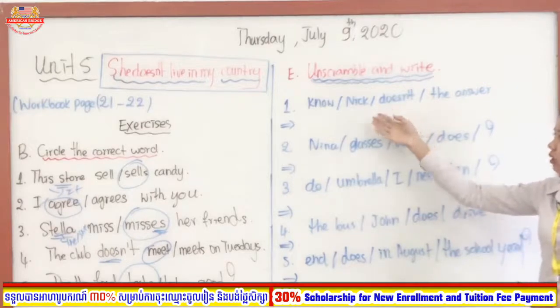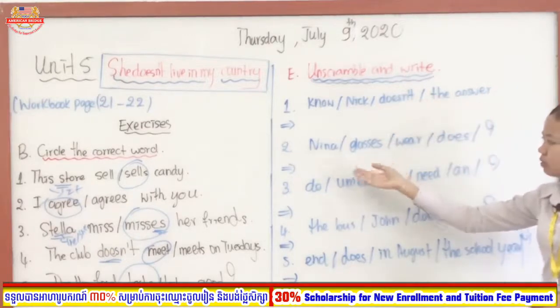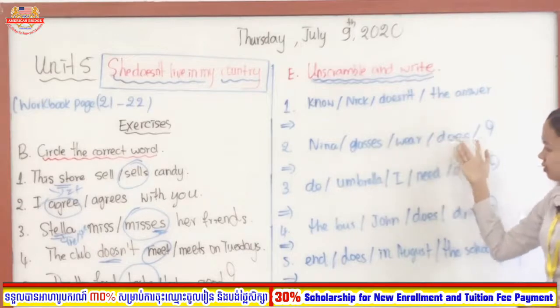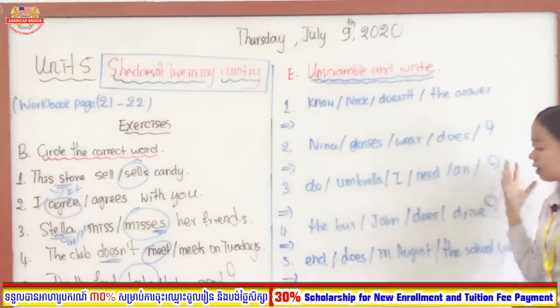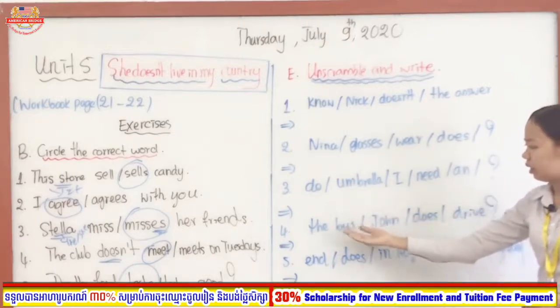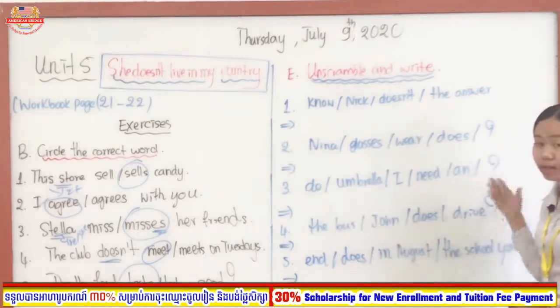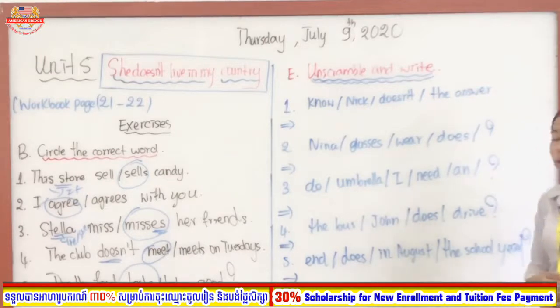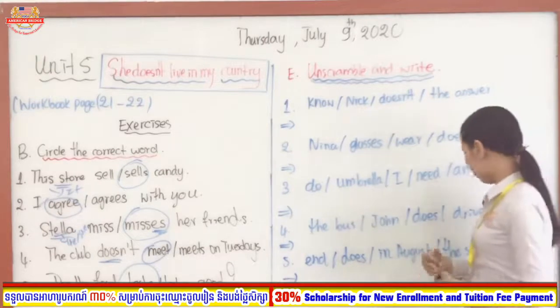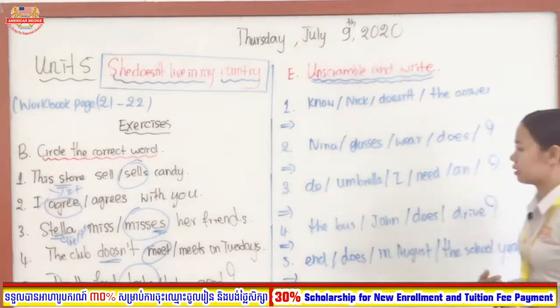So number 1: no, Nick, doesn't. Number 2: Nina, glasses, wear, doesn't, and question mark. Number 3: does, umbrella, I, need, and question mark. And number 4: the bus, John, does, and drive, question mark. And number 5: does, in August, the school, year, question mark.